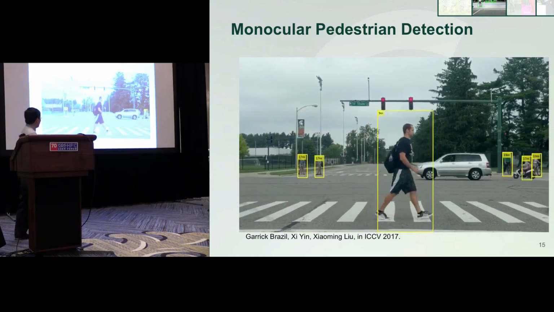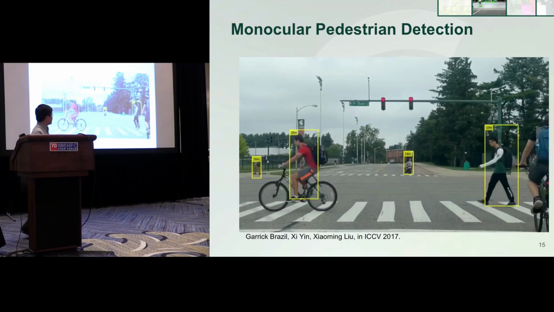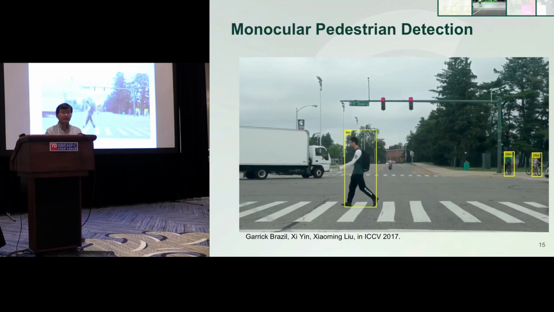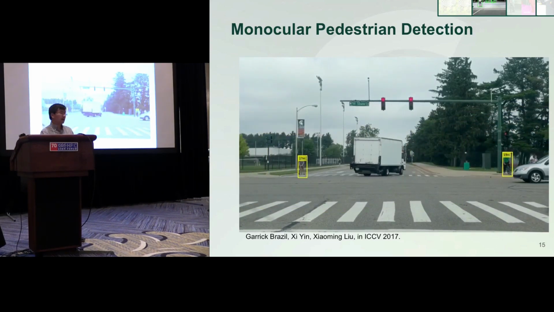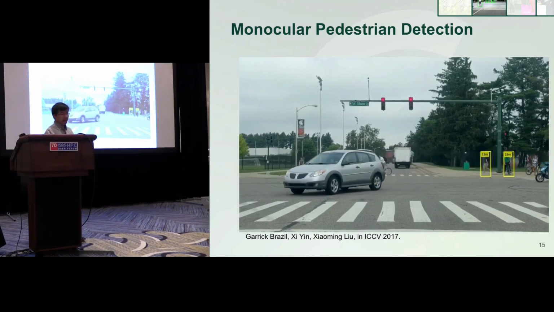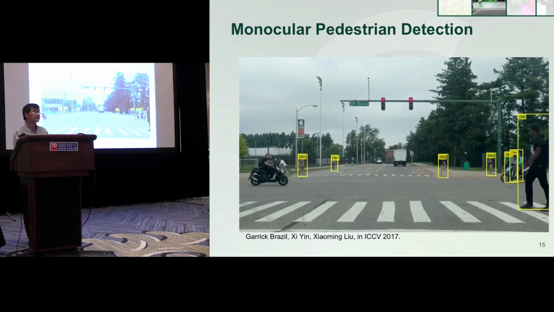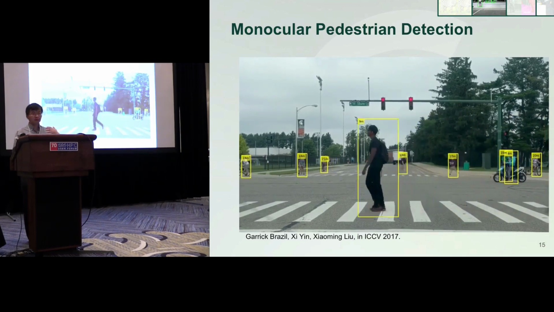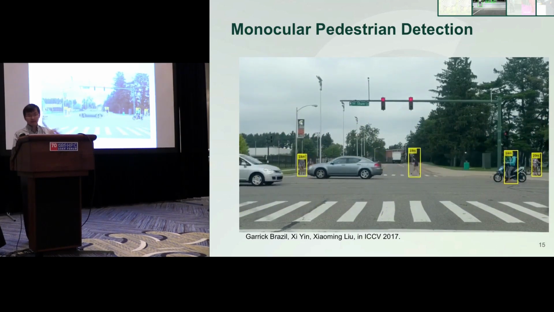This system can run about 10 to 15 frames per second on a GPU. So it's pretty efficient, and we can detect any person that's within 40 to 50 meters away from the camera.